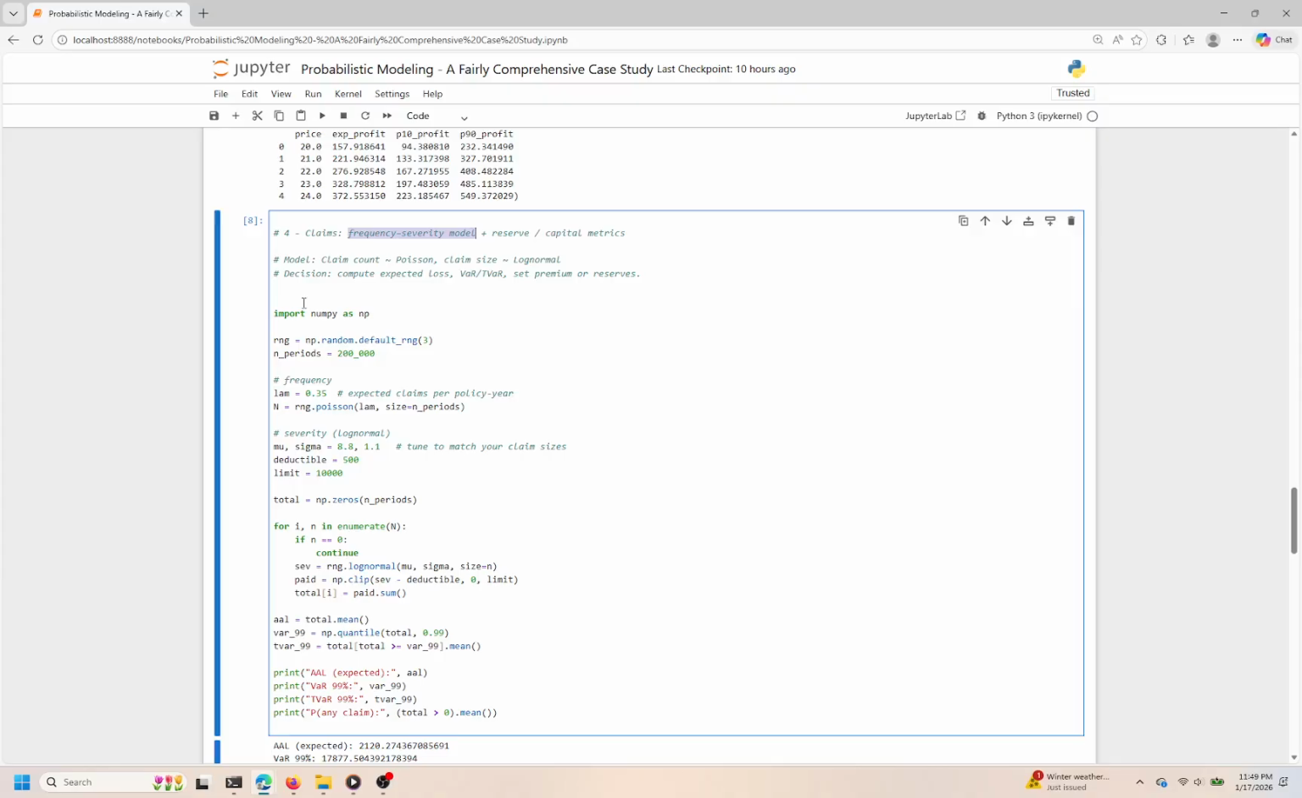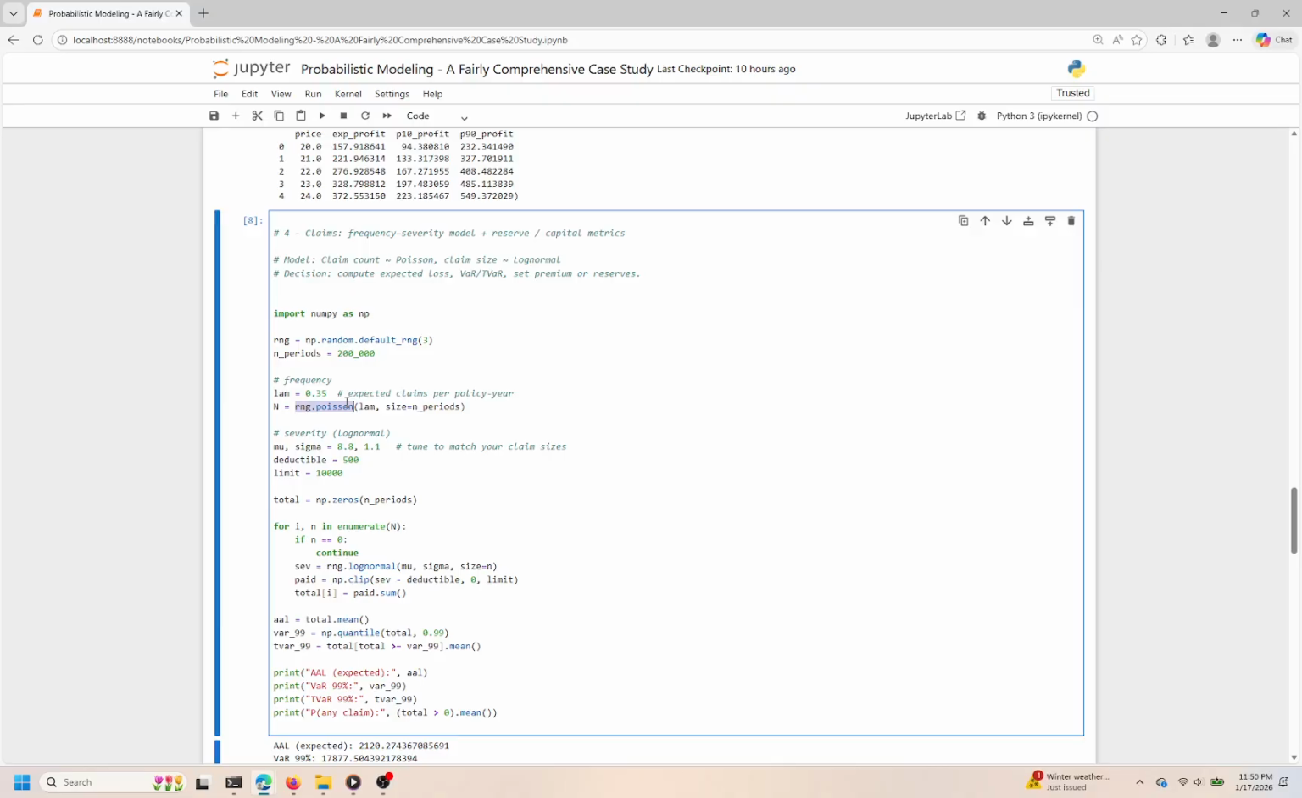We begin by initializing a random number generator and defining the number of periods for our simulation. The assumption here is that we expect approximately 0.35 claims per policy per year, which sets the parameter for our Poisson distribution. As we generate the number of claims using this distribution, we then consider the severity of those claims. For severity, we utilize a log-normal distribution and set parameters to mimic realistic claim sizes, incorporating both a deductible and a limit to reflect common insurance practices.